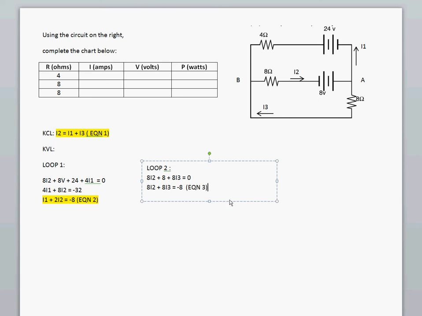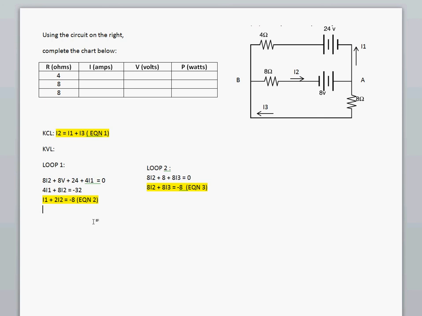Now I have 3 equations and 3 unknowns. And thanks to Mr. Sandlin, we know how to solve our systems of equations. So if I look at loop 1, I have I1 plus 2I2 equals negative 8. But if you look at my equation 1, I have I2 defined in terms of I1 and I3, correct? So I can substitute in for I2. Let's go ahead and do that down here.